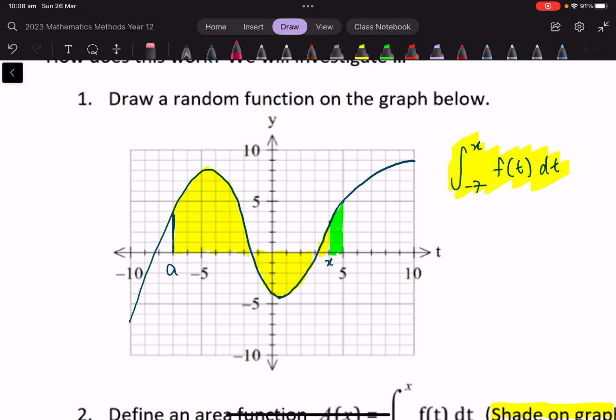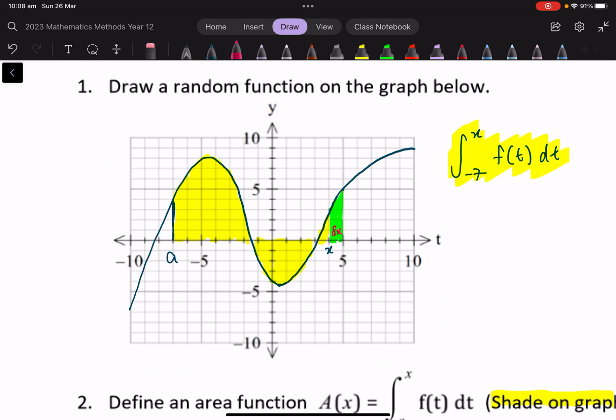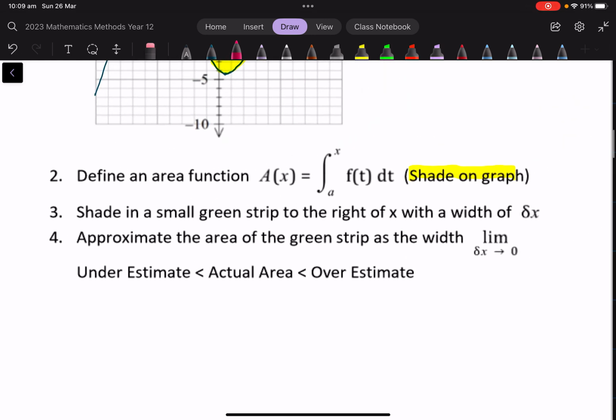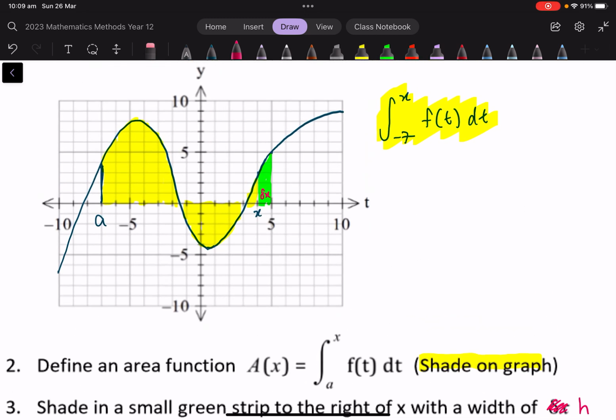Really what we're interested in is the width of this green strip. We're going to call it delta x, actually, we're going to call it h. Let's change it to h. I'll do that again. So we'll call this bit h. It makes a bit more sense if we call it h later on.